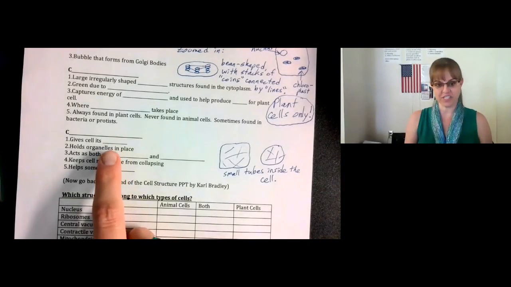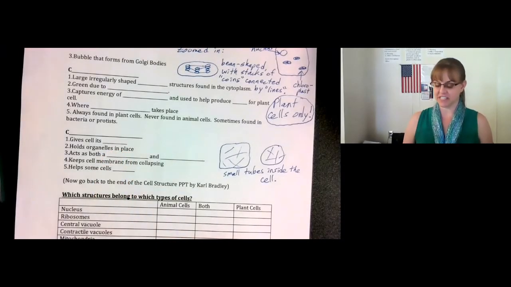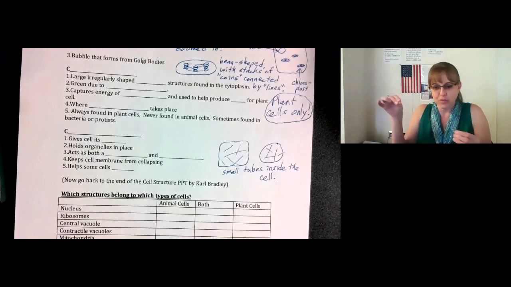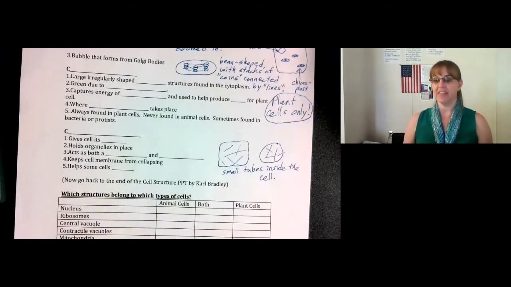Next, the cytoskeleton gives the cell its shape. The cytoskeleton is kind of like a skeleton, but kind of like a muscle. It's these little microtubules, these little hollow tubes that act like bones, but also act like muscles and help the cell move. These are found in both plant and animal cells.